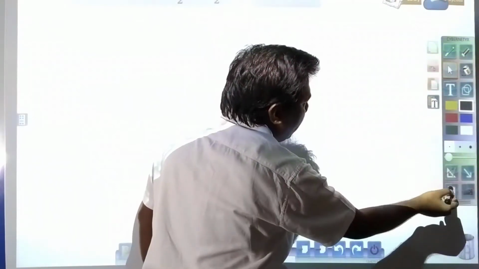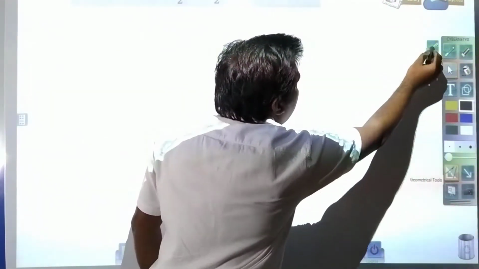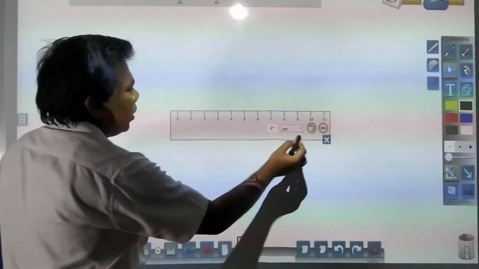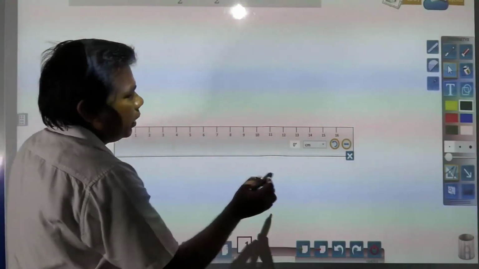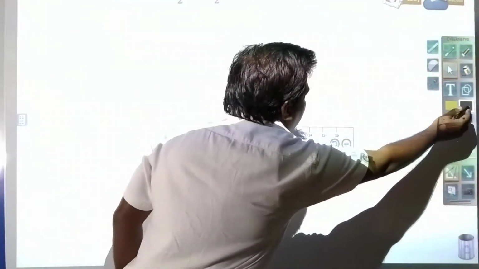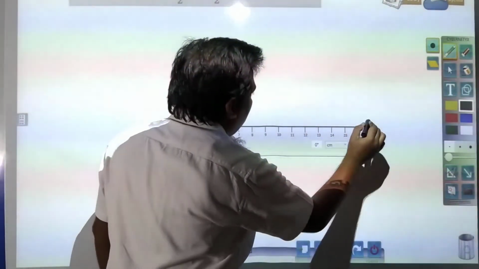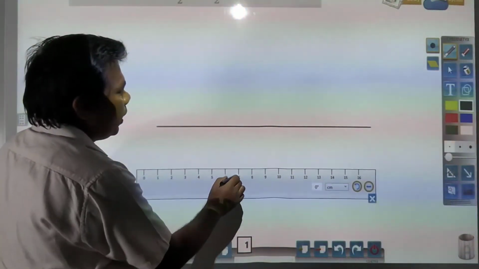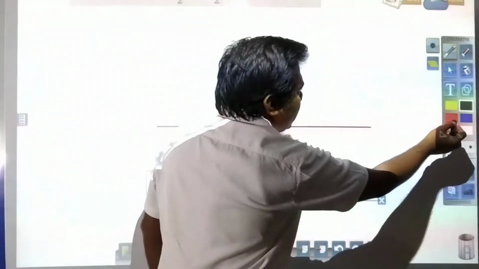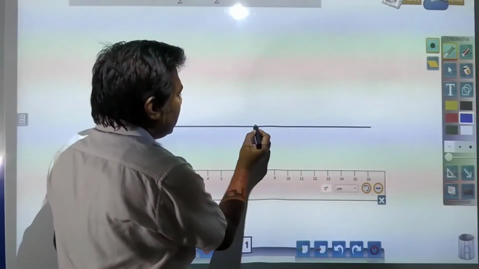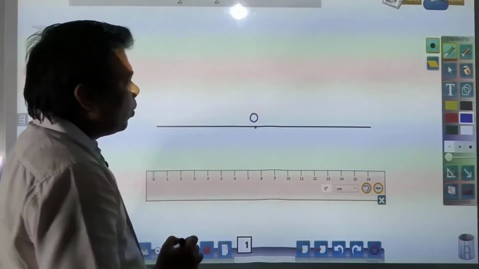With the help of a ruler, we need to take a number line. So in this way it is required to be taken. Suppose a number line we will take in this way. This is your number line. So a point is required to be fixed. Suppose we have fixed over here. This is O. Now what is needed to be done?